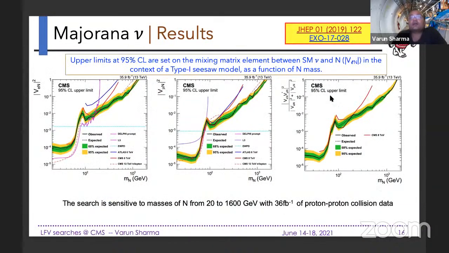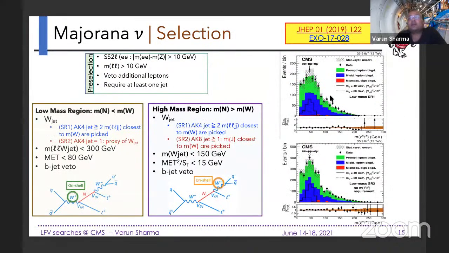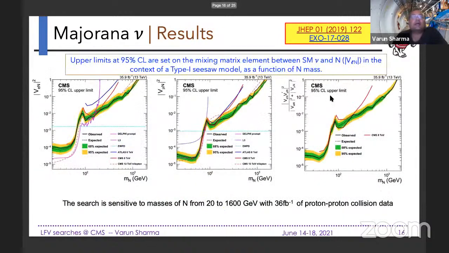Okay, as we have a very good agreement and do not see any excess of events, we go ahead and set limits. The limits are set as an upper limit on the mixing matrix between the standard model neutrino and the Majorana neutrino in the context of the type 1 seesaw model, and they are set as a function of neutrino mass. This search is sensitive to masses from about 220 GeV to 1.6 TeV, and this result is with just 36 femtobarn inverse of data. The new results are coming, so stay tuned for that.